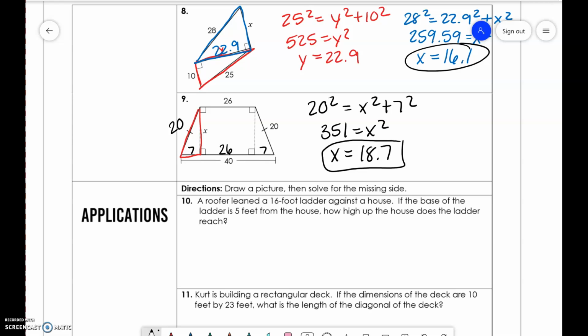Now we're going to get to word problems. So 10, 11, 12, 13 have to deal with word problems. The hardest part of this is actually just trying to determine how you set this up. So a roofer leaned a 16-foot ladder against a house. If the base of the ladder is 5 feet from the house, how high does the ladder reach? So ladder, that's how far away from the house. Trying to find how high up the house. So now we can set an equation.